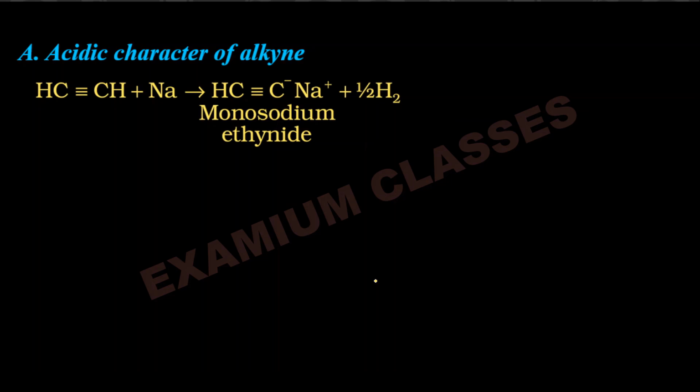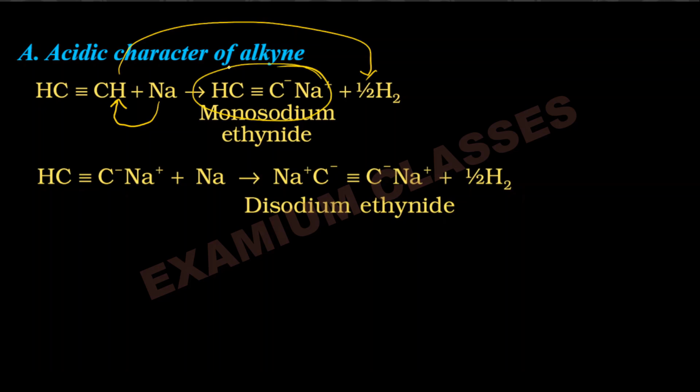These are the examples. So ethyne, here when reacted with sodium, hydrogen is liberated, half H2. So what happens? Sodium here replaces hydrogen. Here again sodium reacts and it replaces the other hydrogen as well. So here I am calling it monosodium ethynide because I have just one sodium. Here I am calling it disodium ethynide because I have both the hydrogens replaced by sodium.